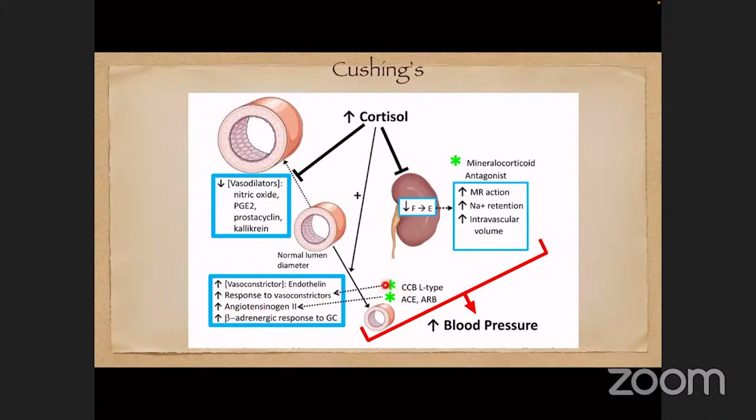So again, just like in pheo, you can use CCBs because it is causing vasoconstriction of renal vasculature and activating the RAS system. It makes sense to use ACE inhibitor or ARB as well. And of course, because direct action is present on the mineralocorticoid receptor, MRA is a good drug of choice in controlling patients' blood pressure with Cushing's as well.